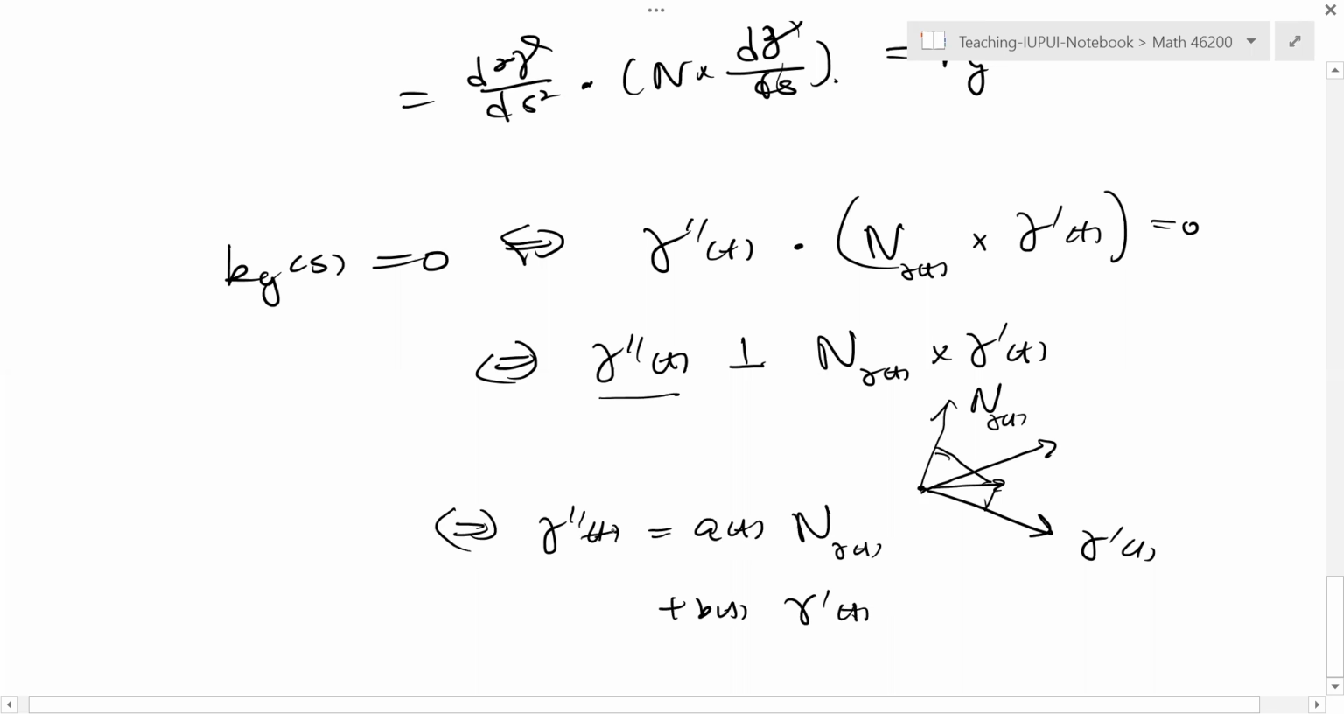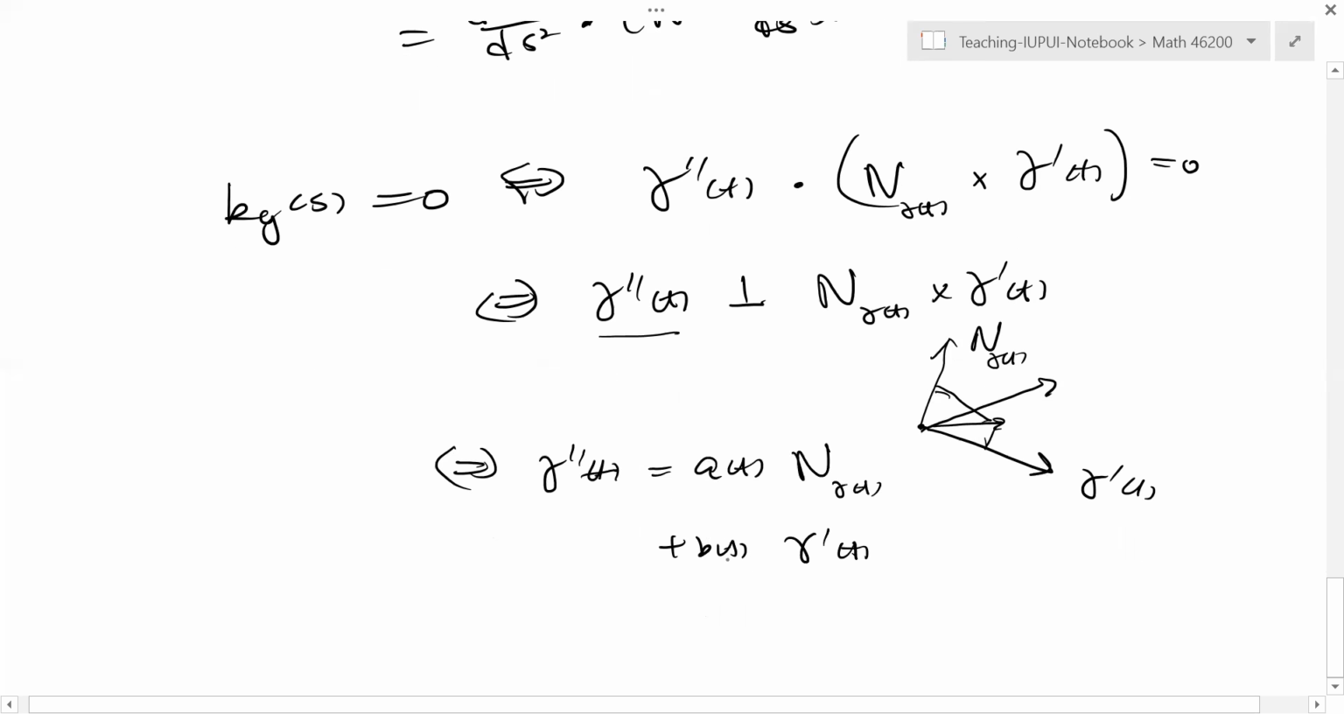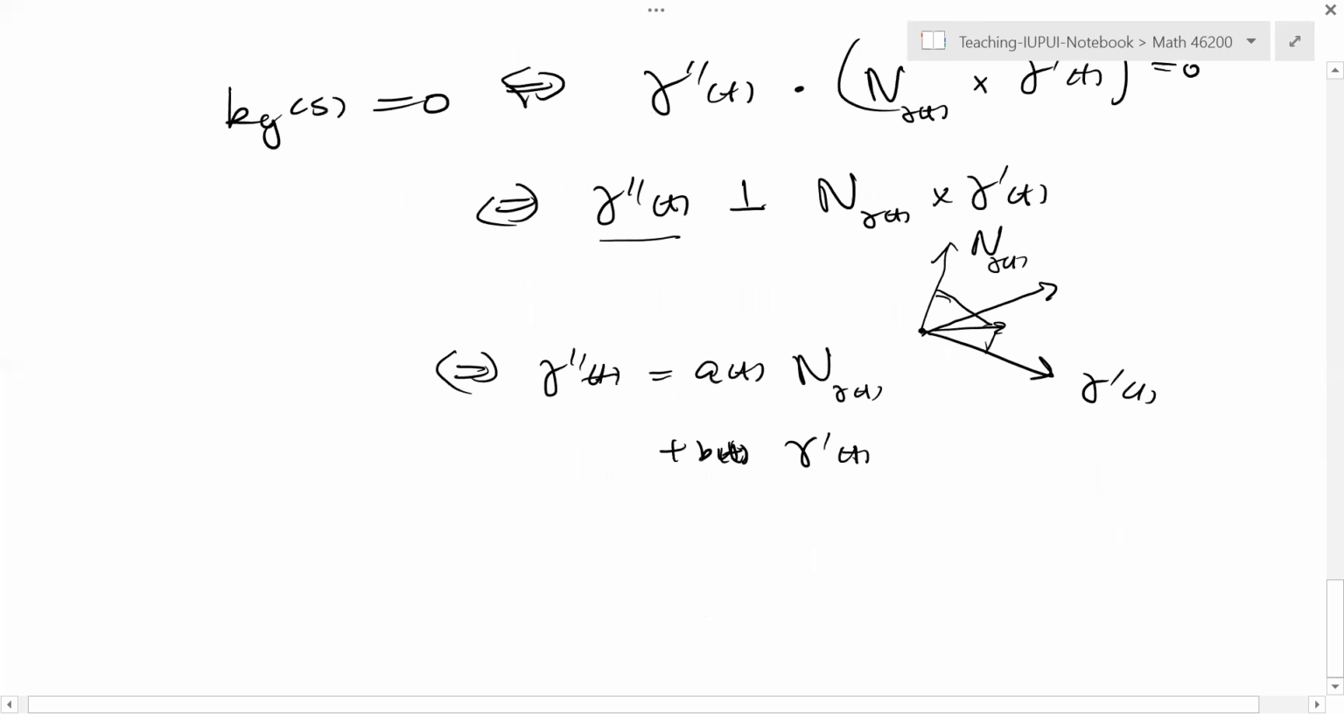So you can use that to check, given an arbitrary curve with an arbitrary parameter, whether this is a geodesic, meaning the corresponding geodesic curvature is 0, if and only if the second derivative is a linear combination of these. t is an arbitrary parameter. You can check that.